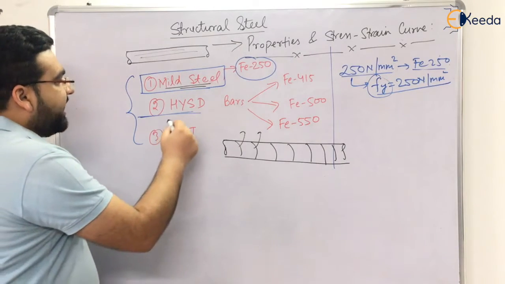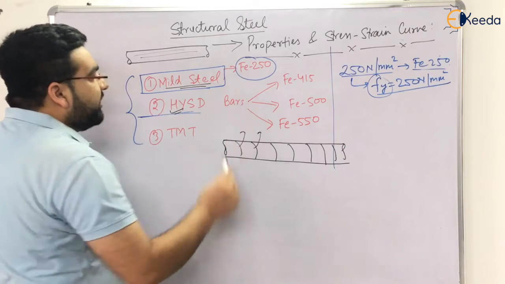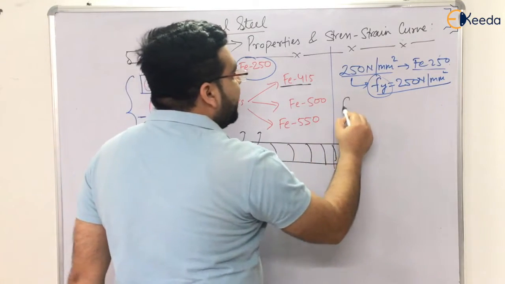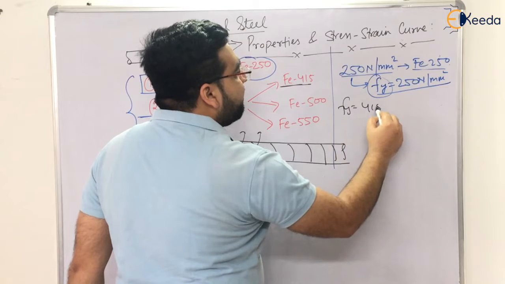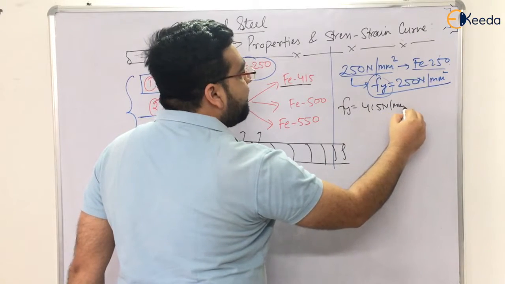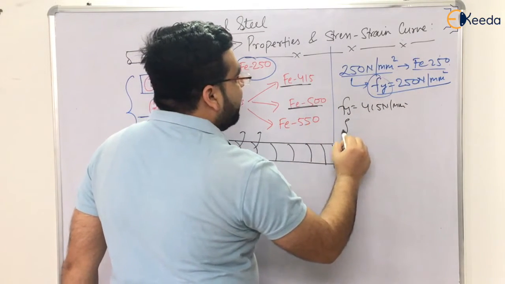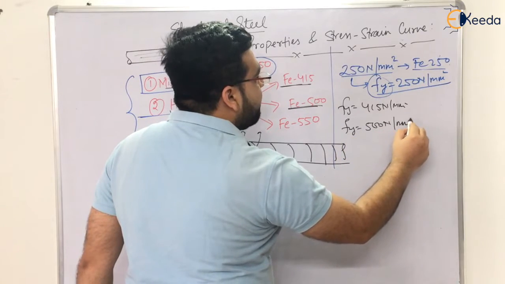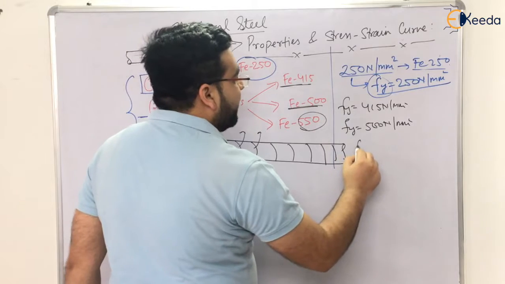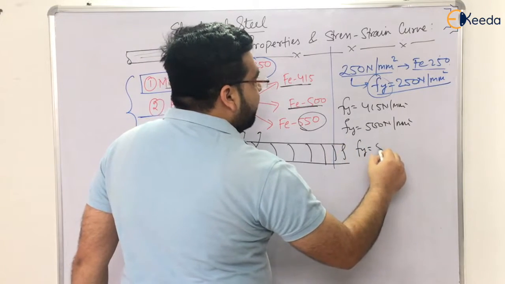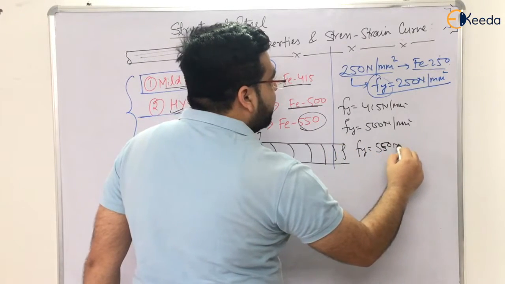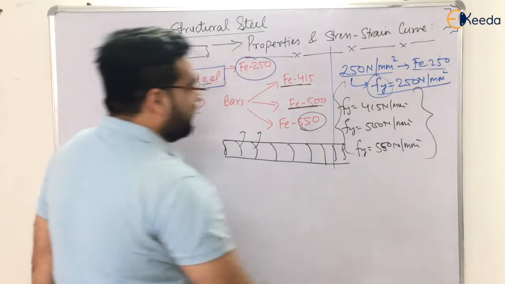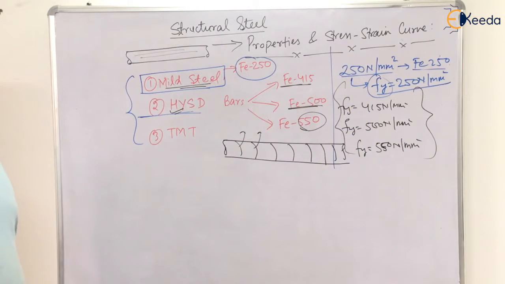Okay, so high yield strength deformed bars. These are of three types. Fe415 with yield strength of 415 Newton per mm square, Fe500 with yield strength of 500 Newton per mm square, and Fe550 with yield strength of 550 Newton per mm square.